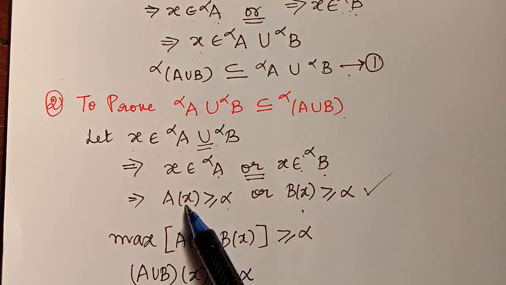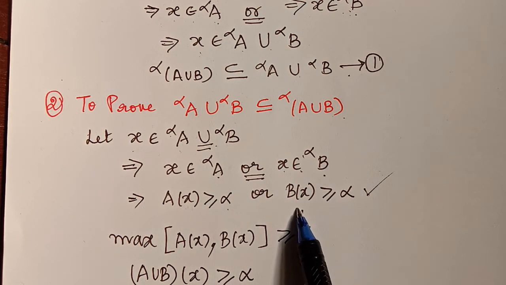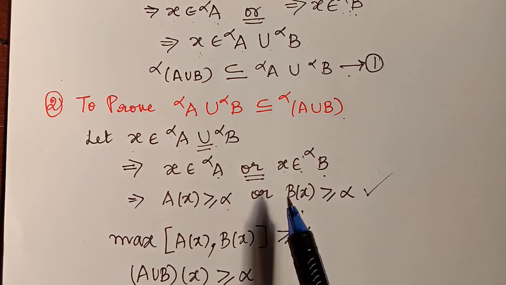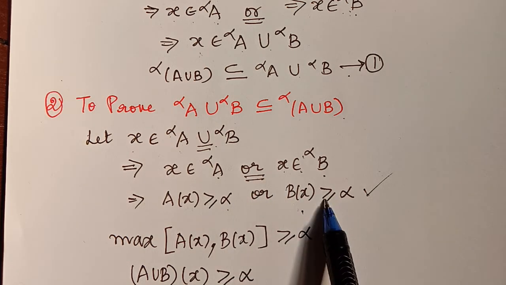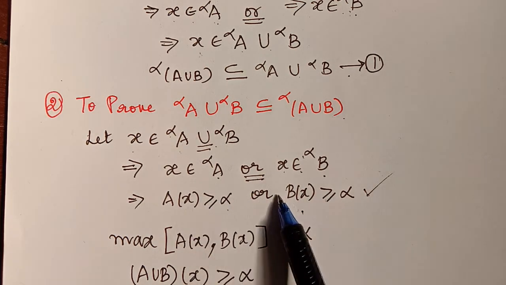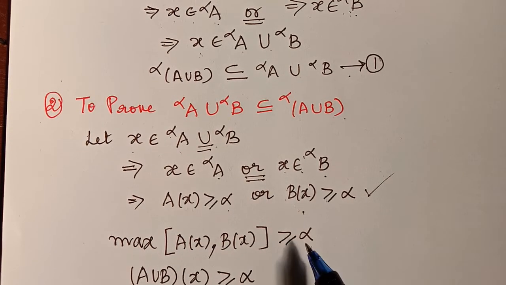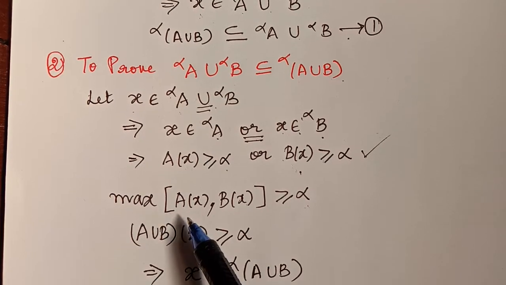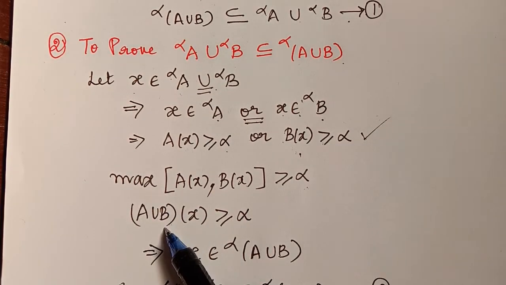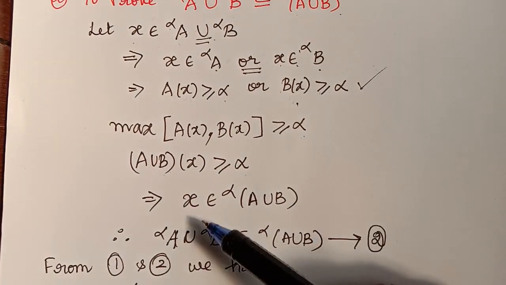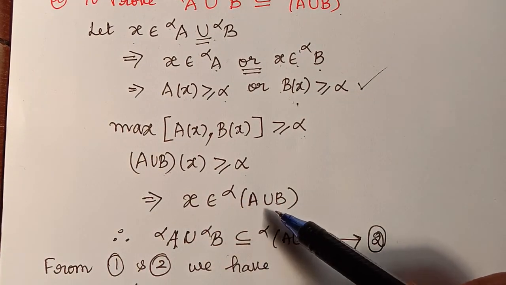Now, because these two are greater than or equal to alpha, we don't know which is maximum out of these two. But we can say that because both are greater than or equal to alpha, the maximum of these two will also be greater than or equal to alpha. So we have written this. And we know that maximum is A union B. So A union B of x is greater than or equal to alpha, and hence we have x to be an element of alpha cut of A union B.